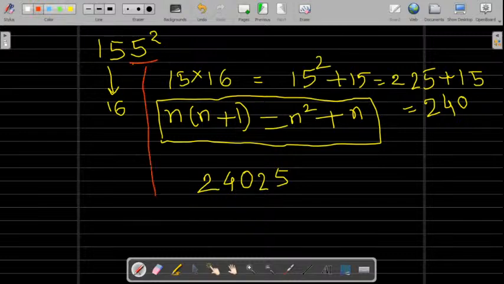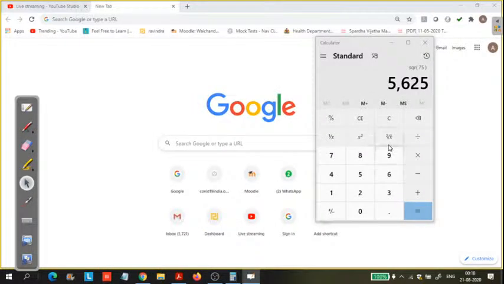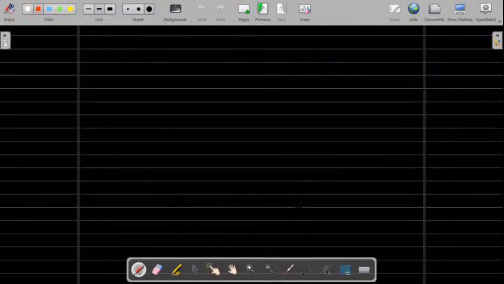So this is the case. 5 means what? Here, whatever the 25, right? Then this 240, how did we get it? This is through this technique, 15 into the next number 16, right? So you can just check it out. 155 square is 24025. Okay, let us discuss one more.